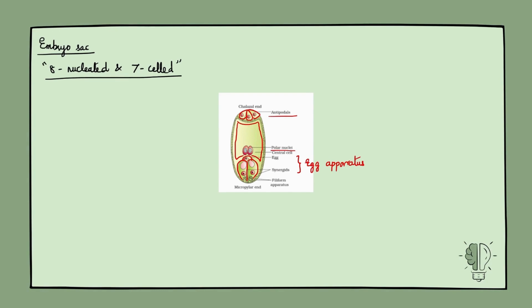So that's it for the session. This was part 2, where we've learned about the female reproductive unit of a flower, the process of megasporogenesis, and formation of embryo sac. In part 3, we'll be covering pollination and different types of pollination.